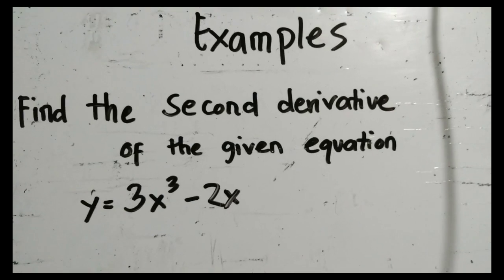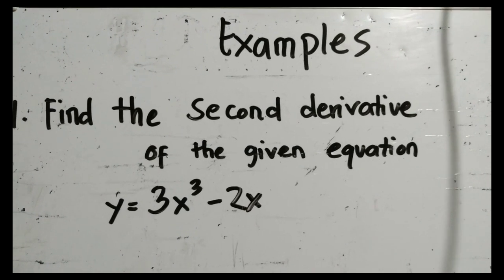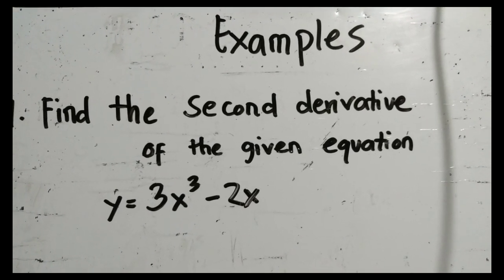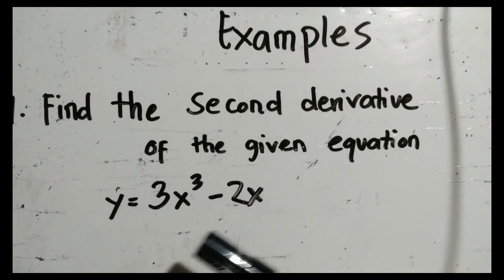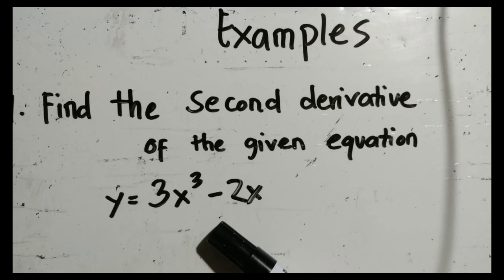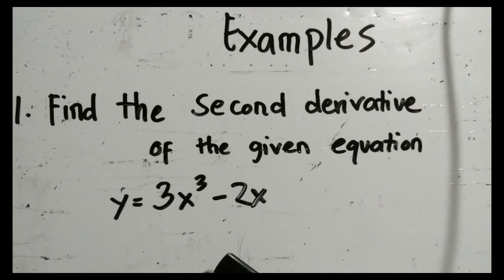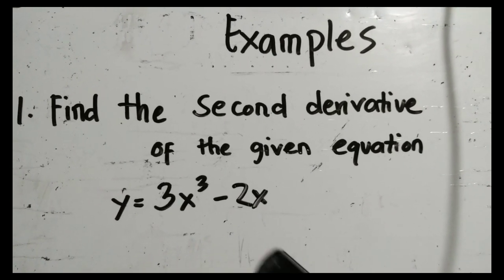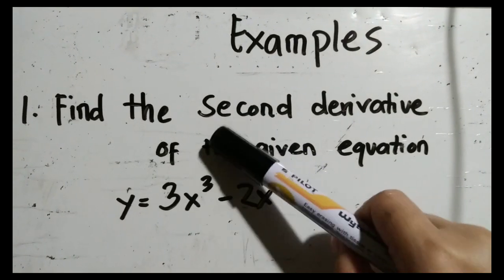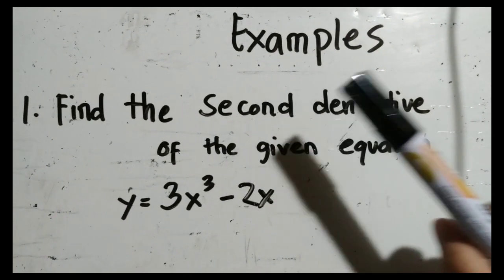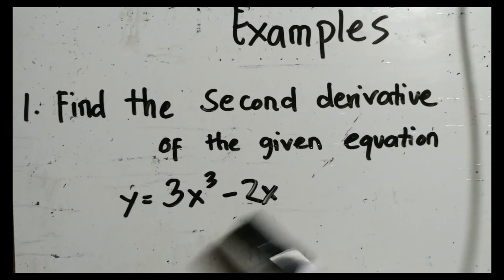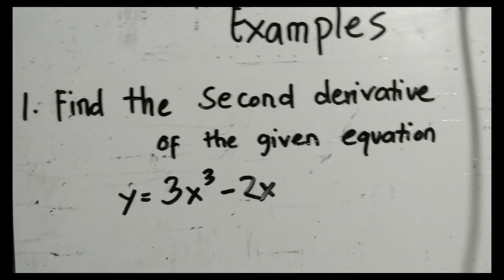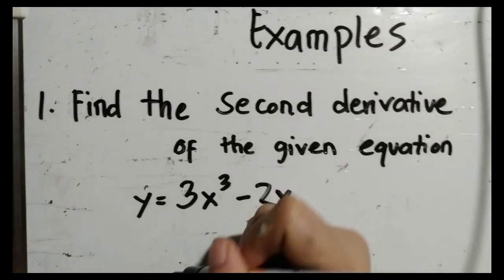So we have examples. The first example is: find the second derivative of the given equation. We have to follow the rules of derivatives so that we can come up with the second derivative of this equation. First, we're going to find the first derivative.